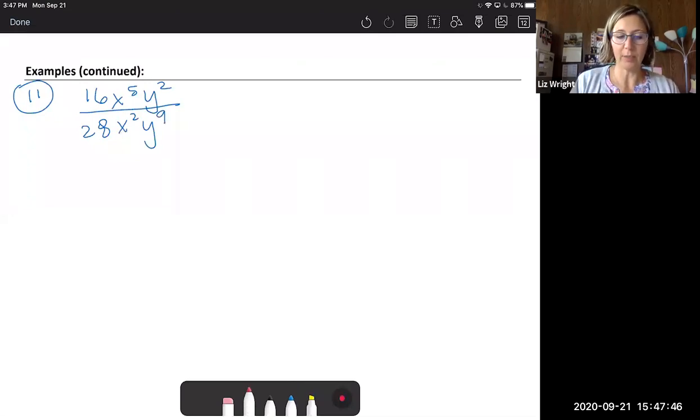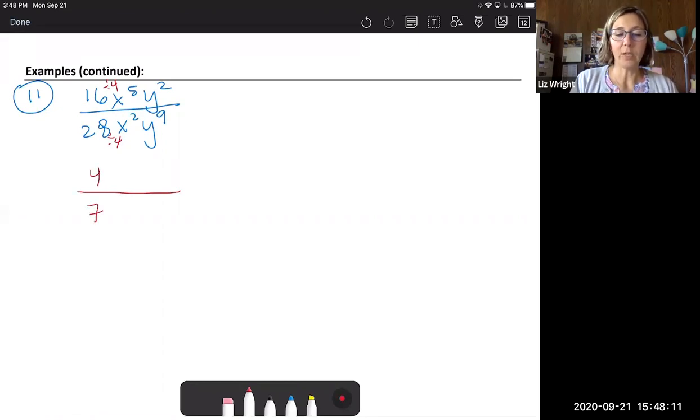What I want you to do is look at just the numbers first and find out, is there anything that we can take out of both the numerator and the denominator out of 16 and 28? And I'm hoping that you say, well, at least a 2, and then maybe some of you are saying a 4. And it's true, you can take out a 4, you can also just start by taking out a 2, and then you need to take out another 2. So then that means in our problem, we've got 4 over 7 so far.